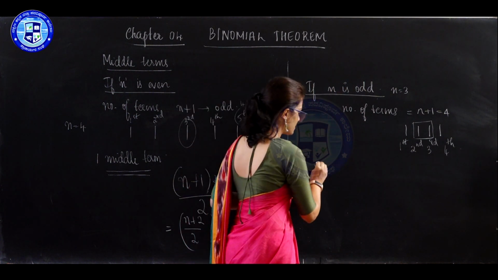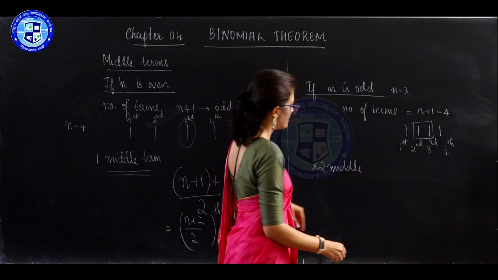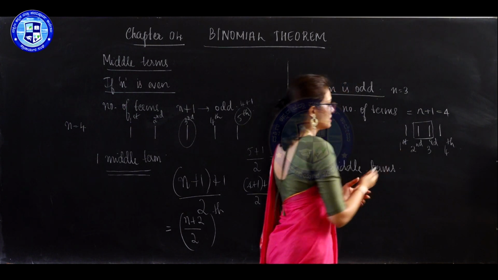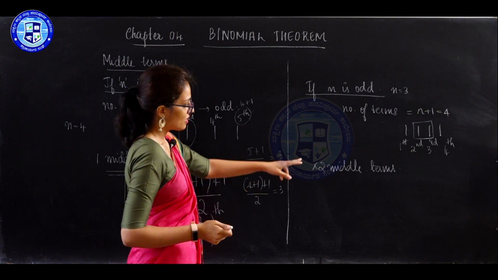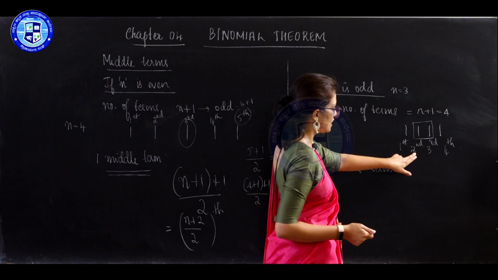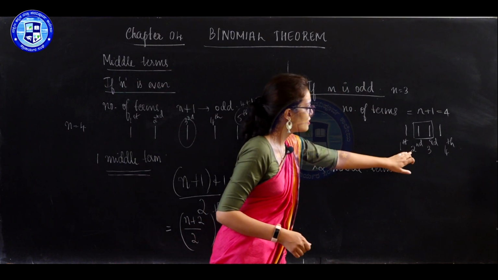So, first observation, we have two middle terms. So, if n is odd, then we have two middle terms. Okay? So, two middle terms. Now, which are these middle terms? If you observe, we have the second term and the third term. So, let's try to get the general form for this.